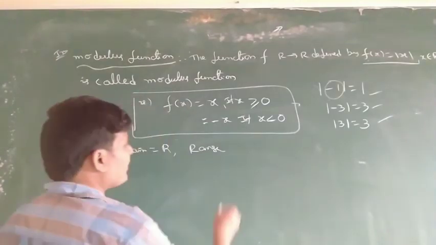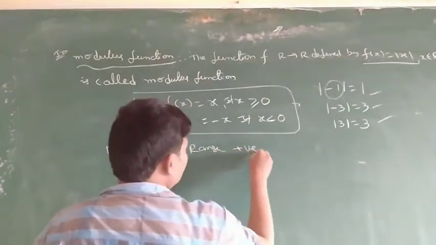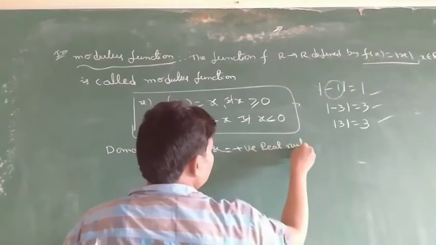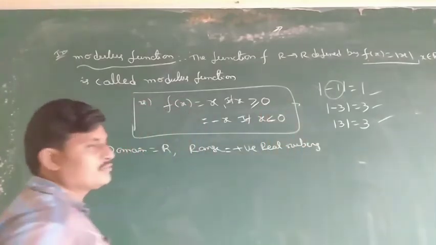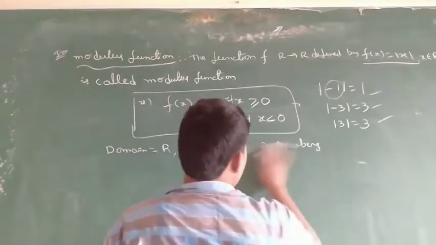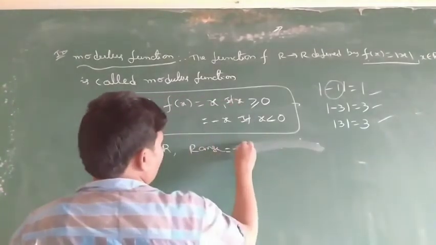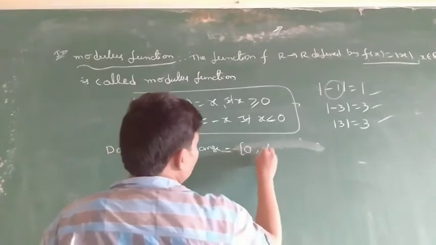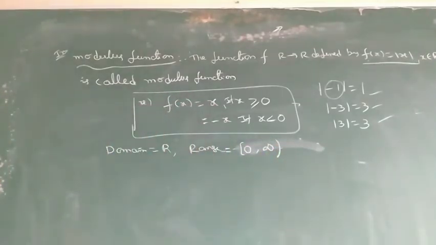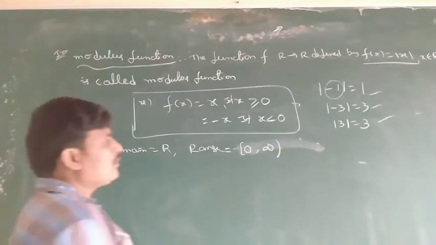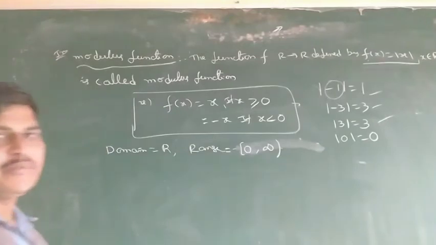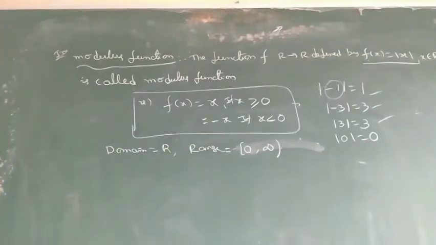All are positive real numbers. Or simply the closed interval 0 to infinity. Plus infinity and minus infinity are always open intervals, but 0 is included. Mod 0 equals 0. 0 to infinity means only non-negative numbers. Okay.